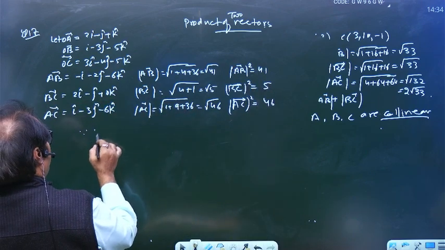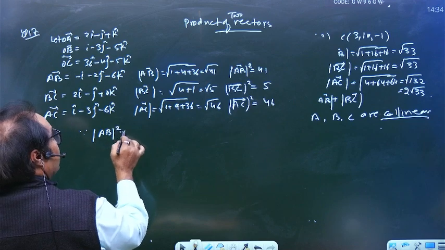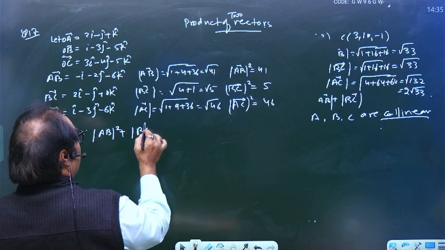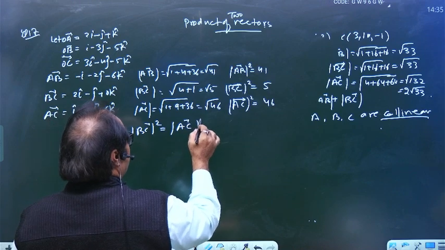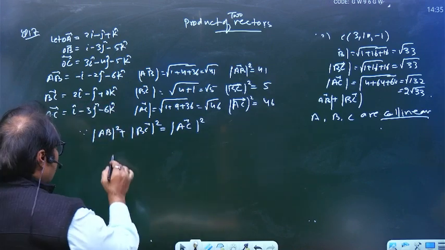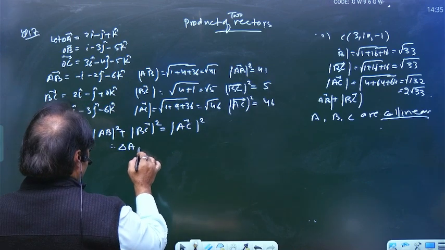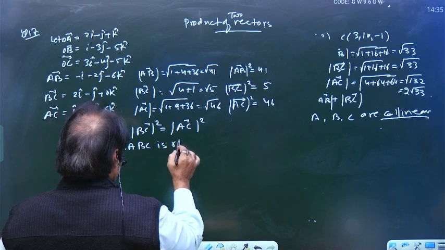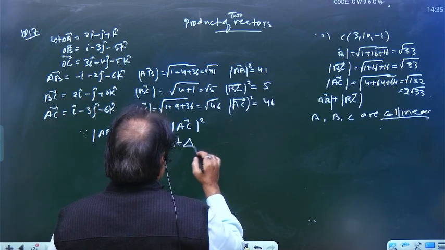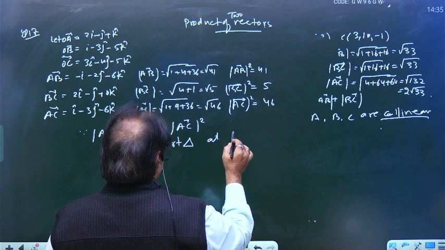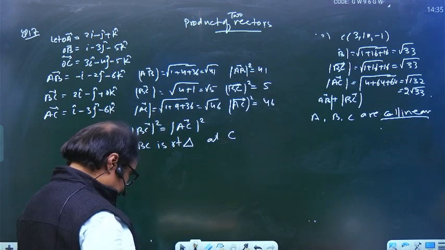So since magnitude of AB square plus magnitude of BC square is equal to magnitude of AC square, therefore triangle ABC is a right triangle. And right triangle at which vertex? C vertex. Right angle at C.